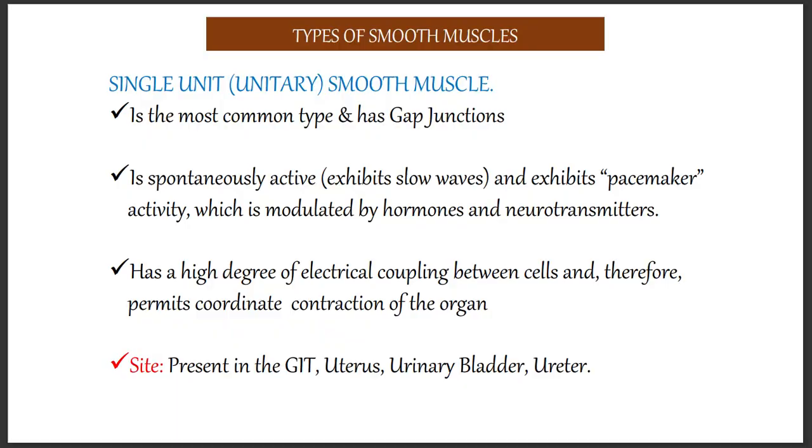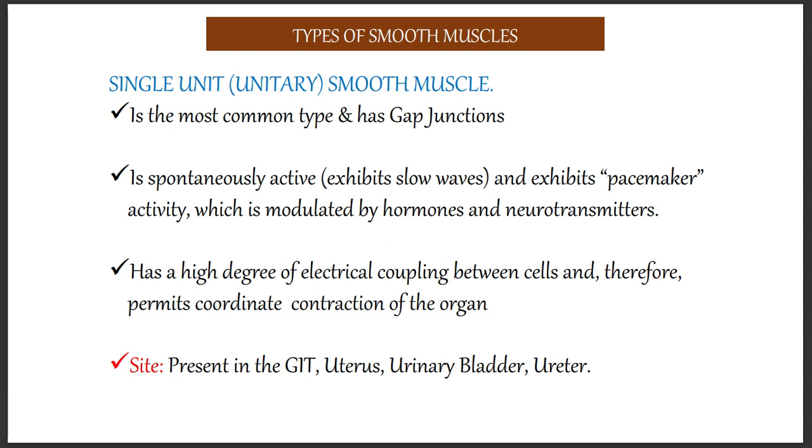There are different types of smooth muscles. I've got single unit or unitary smooth muscles. These ones are the common ones, the most common, and they have got gap junctions. It is important to understand that they have got gap junctions because the gap junctions make them work together. They also exhibit pacemaker activity, which is modulated by hormones. They have a degree of electrical coupling between cells, and therefore they are going to permit coordinated contraction of the organ.